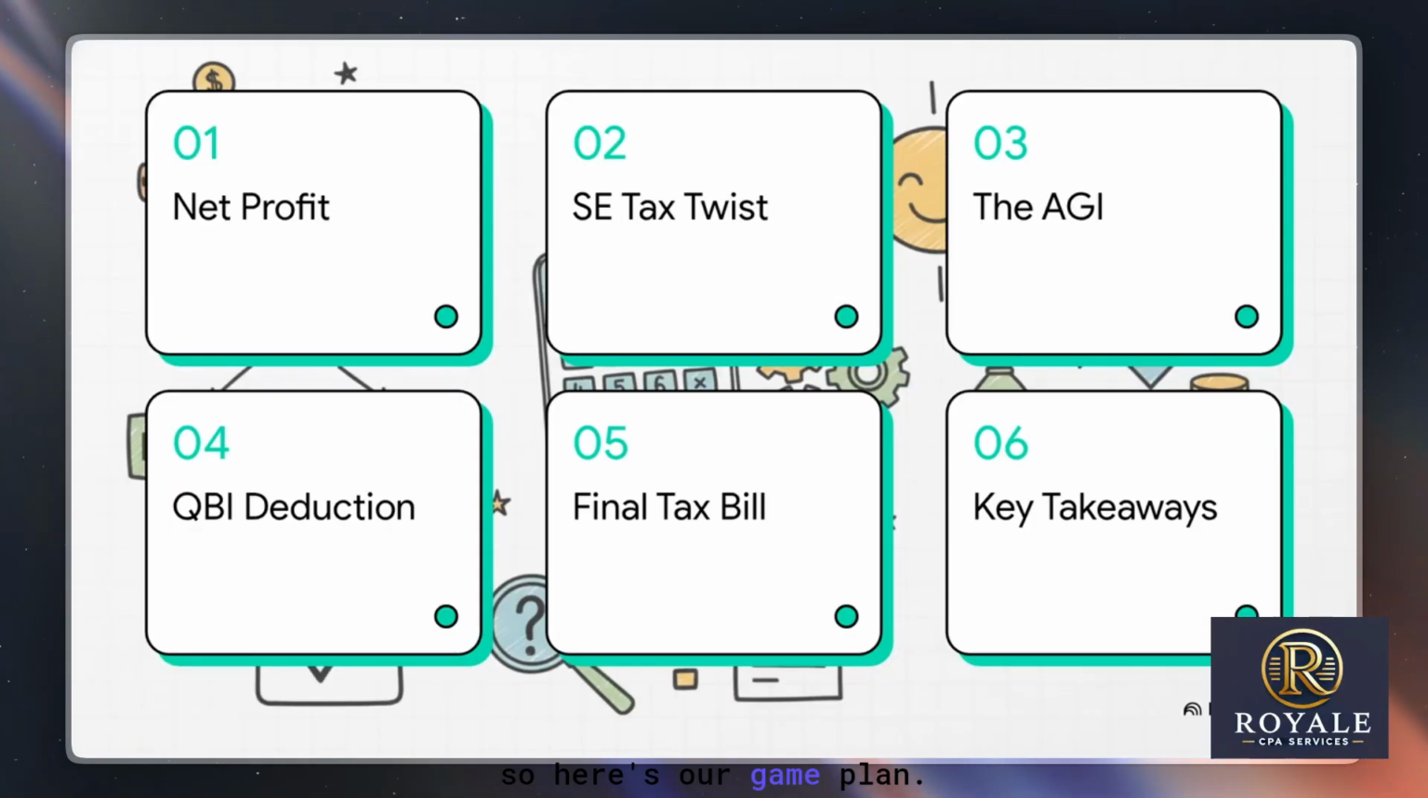Okay, so here's our game plan. We're going to start with net profit, then get into the self-employment tax twist. After that, we'll zoom out to the bigger picture with the AGI, uncover a really nice deduction bonus, calculate the final tax bill, and then wrap it all up with the key takeaways you can use.